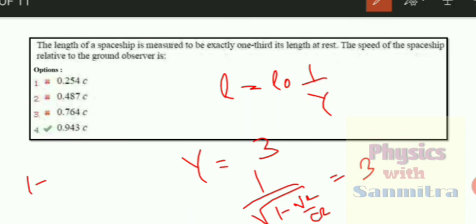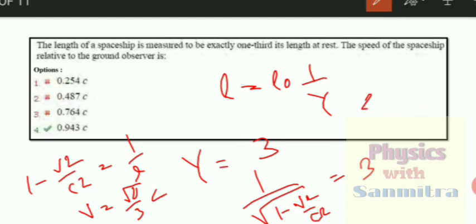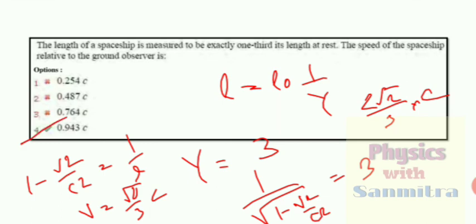Now 1 minus v squared by c squared is equal to 1 by 3 squared, that is 1 by 9. So v will be equal to root over of 1 minus 1 by 9, that is 8 by 9, that is root over of 8 by 3 into c. Now what is root over of 8? Root over 8 is 2 root 2, so v is 2 root 2 by 3 into c. 2 root 2, that is 2.8 something, divided by 3, that is 0.94c. So my option 4 is correct.